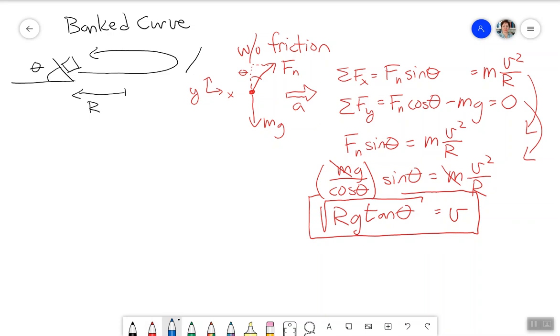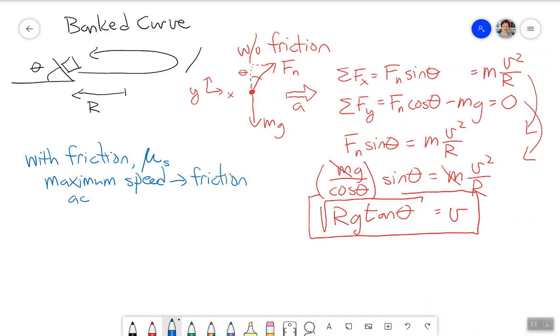I think that's something that we want here. So with friction, and it's static friction, that is going to help us get around the curve at different speeds. Now, let's start with finding a maximum speed to go around the curve. If we're going to find a maximum speed, that means friction acts down the slope.